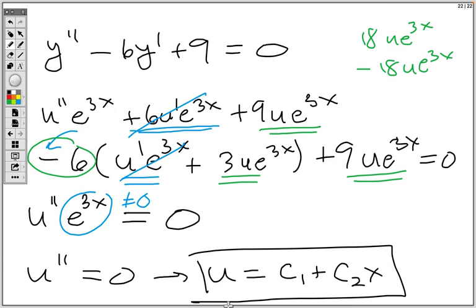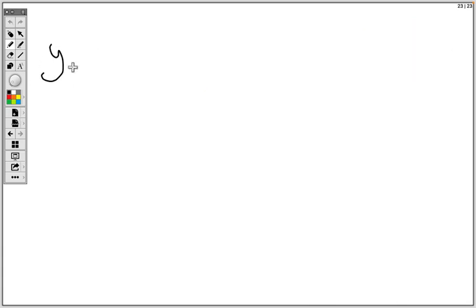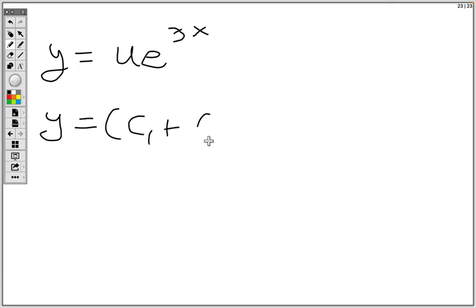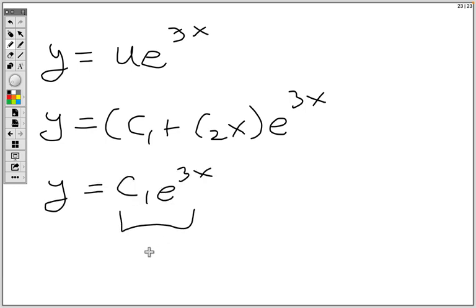So if I look at y equals u e to the 3x, that's C1 plus C2x, times e to the 3x. I'm getting a C1 e to the 3x, which is what we had going into this. But notice I get a C2x e to the 3x. So it's not a constant multiple of e to the 3x, but it is a variable multiple of e to the 3x.